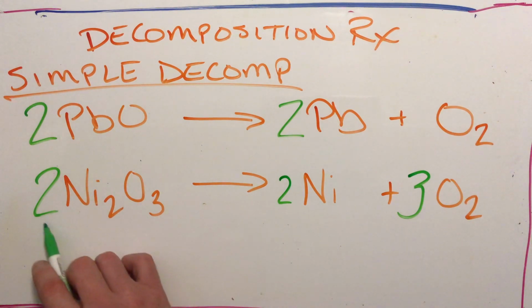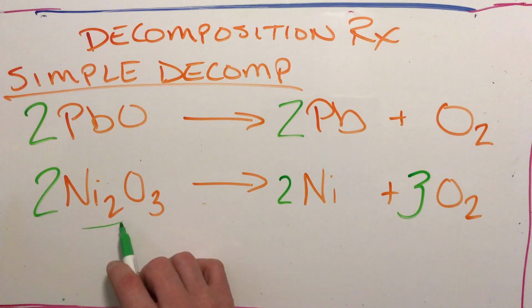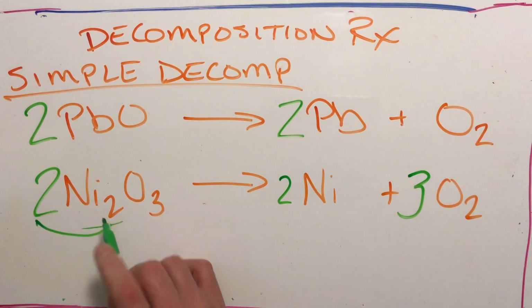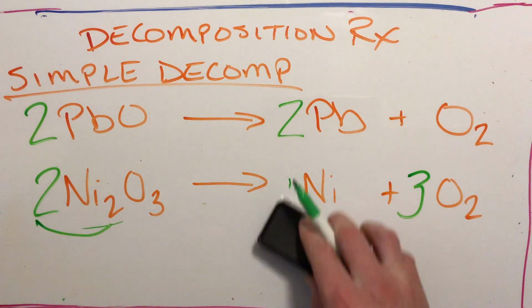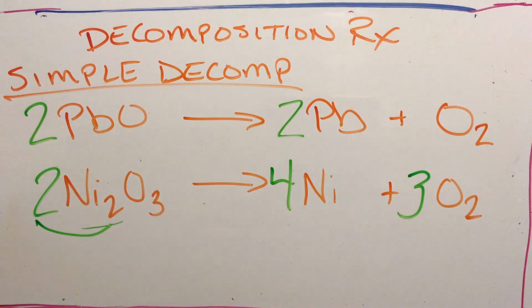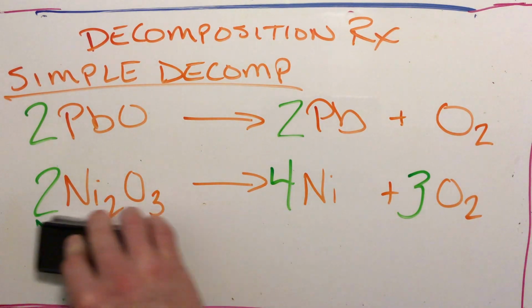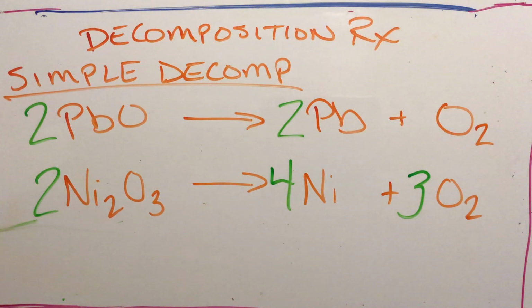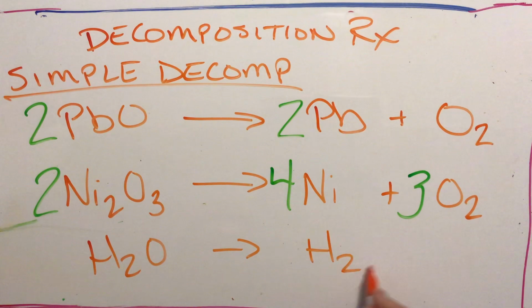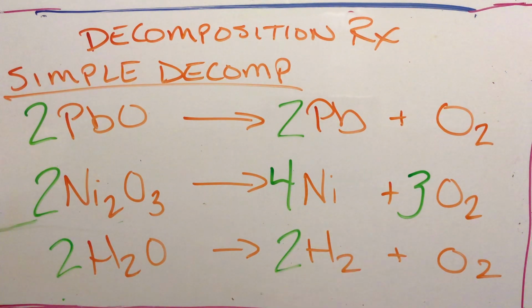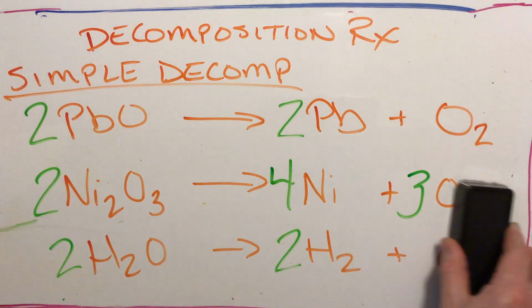And then we got to go back and start again because I can see I've altered my nickel, which I thought was already fixed. I've got 2 times 2, which is 4. So this 2 has to become a 4. All right. And then we've got another example: water can break down into hydrogen gas and oxygen gas. And when I balance that out, it ends up with a 2 here and a 2 here. All right. So those are simple decompositions, pretty easy stuff.